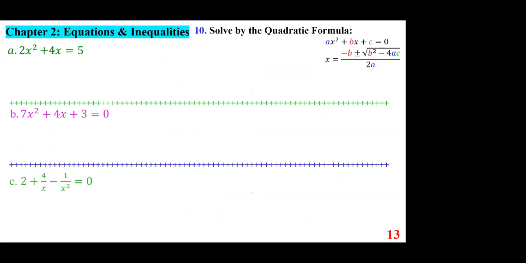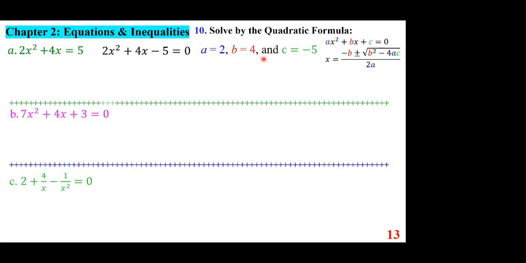Okay, we are solving by the quadratic formula, and I'm refreshing your memory about the formula for the quadratic. Everybody is comfortable with that, I hope. You can't use the quadratic formula unless you put it in standard form. Everything comes to the same side. And a is 2, b is 4, c is negative 5. Just plug in.